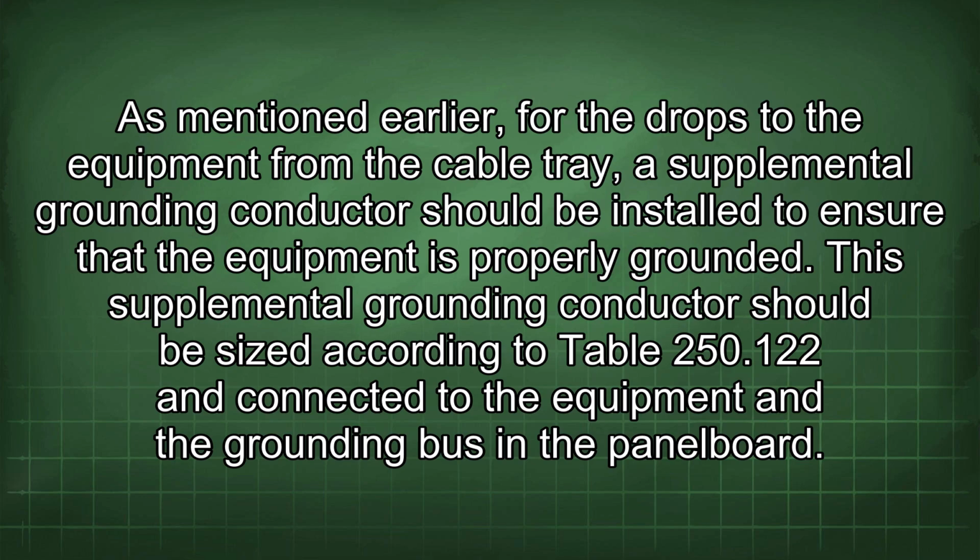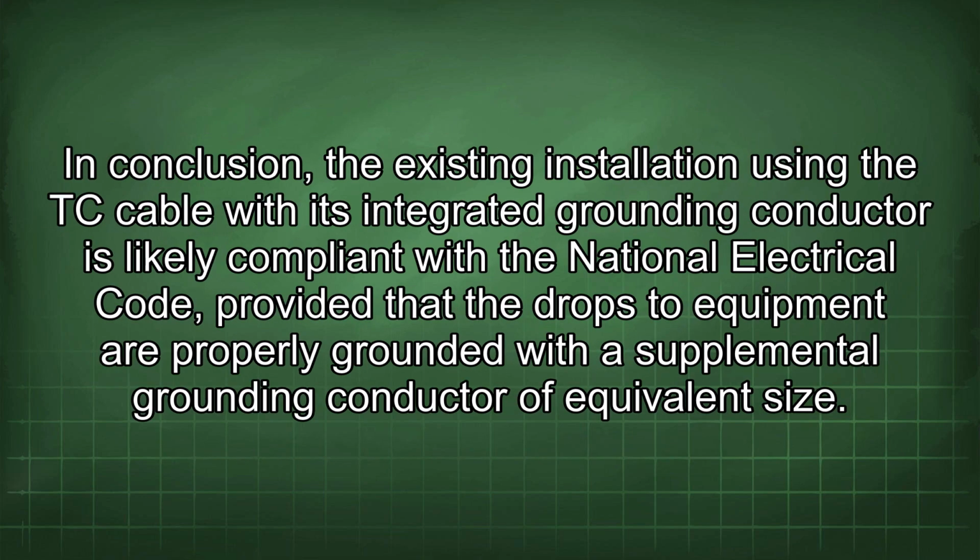This supplemental grounding conductor should be sized according to Table 250.122 and connected to the equipment and the grounding bus in the panel board. In conclusion, the existing installation using the TC cable with its integrated grounding conductor is likely compliant with the National Electrical Code, provided that the drops to equipment are properly grounded with a supplemental grounding conductor of equivalent size.